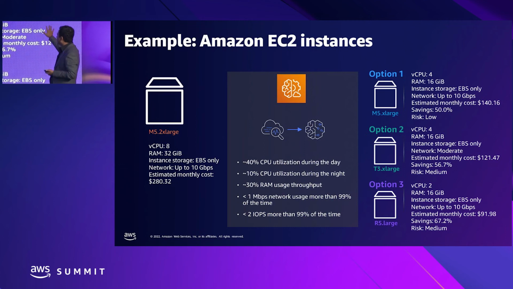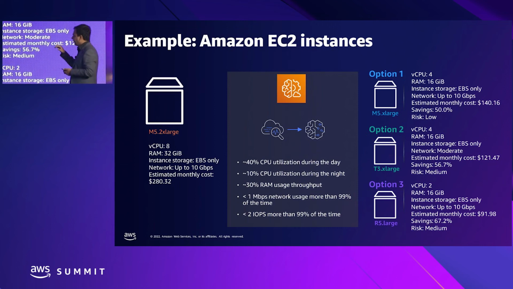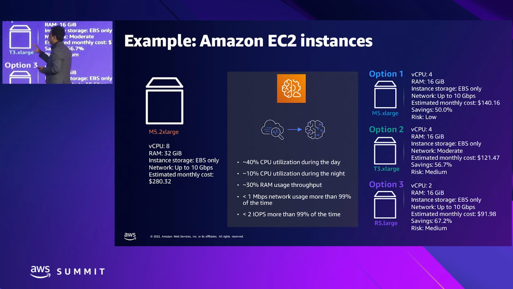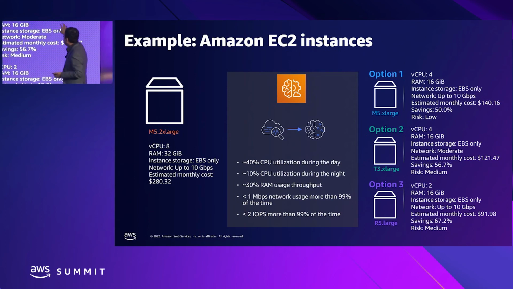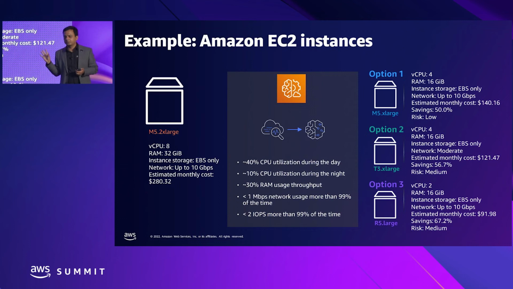So the first option is I can downsize this particular sizing to an instance which is actually not M5 2xlarge, which is M5 xlarge. So by downsizing it, I am able to meet the same amount of network. I am able to get 50% savings, and this is a low risk kind of option that I have.